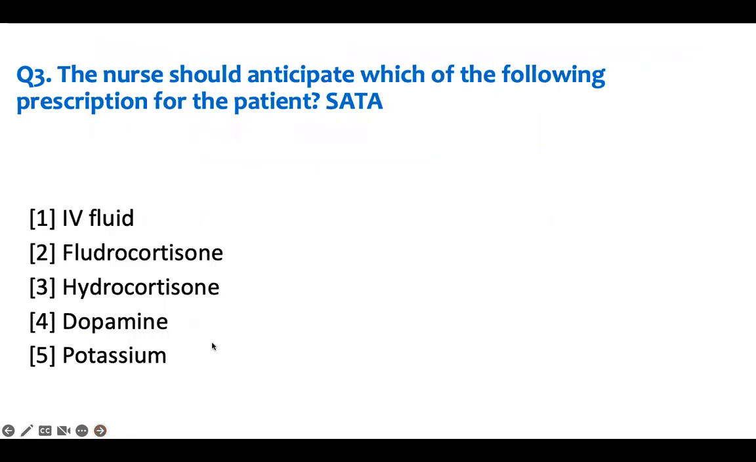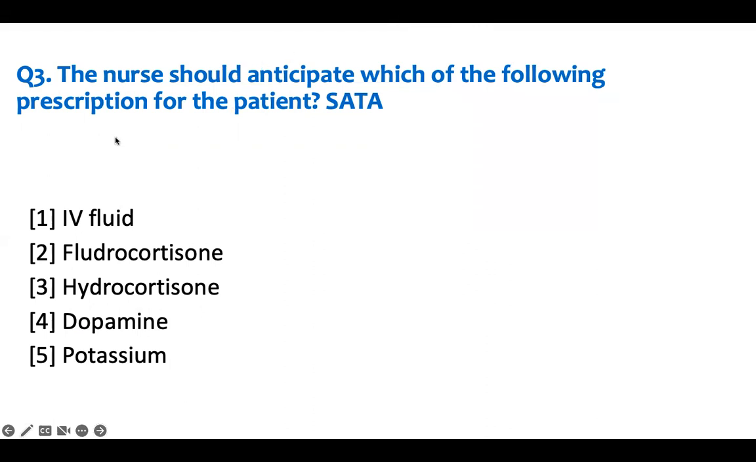Now we're back to the traditional, and it's the same thing. They can also ask this in the new generation. The nurse should anticipate which of the following prescriptions for the patient. SATA form. Select all that apply. The patient is in what? Adrenal crisis.